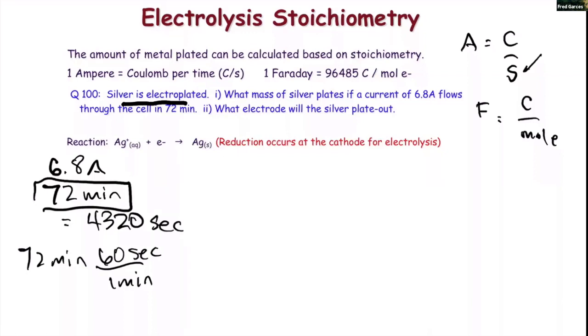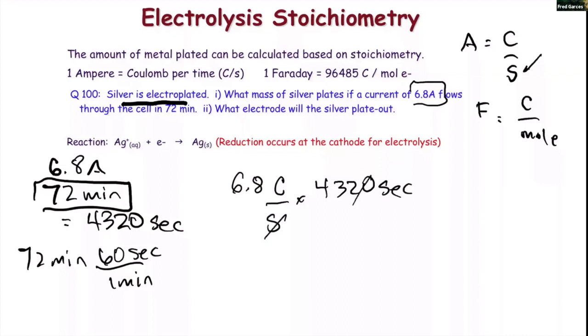So let's solve this problem using dimensional analysis. We know that we have 6.8 amps, and that's coulombs per second. That's the problem that we have here, okay? And we're going to be doing the electrolysis for 4,320 seconds. So the seconds cancel.